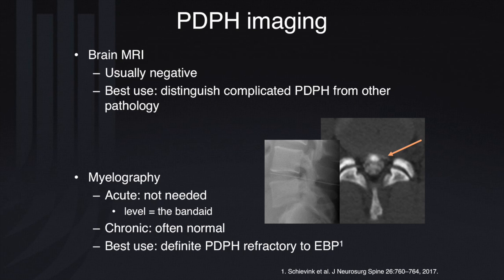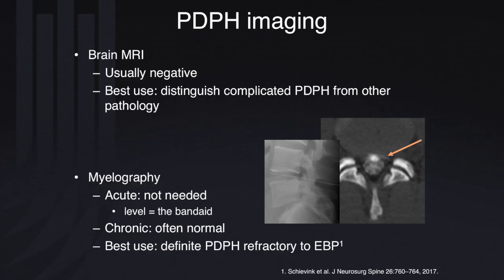Getting a brain MRI can be helpful to say, oh, there's really horrible brain sag. This is a problem. We need to do something. That's unlikely. Myelography, again, I said we don't usually see it. And in the acute phase, we don't really think it's necessary. Identifying the level is the key, and the level is where the Band-Aid was, right? If it's acute. So that's really the goal, to put it in that location.